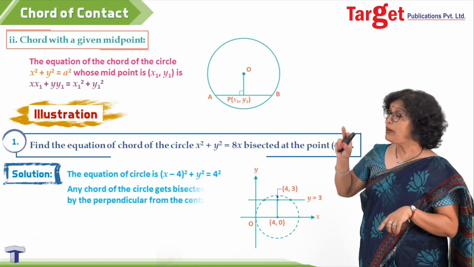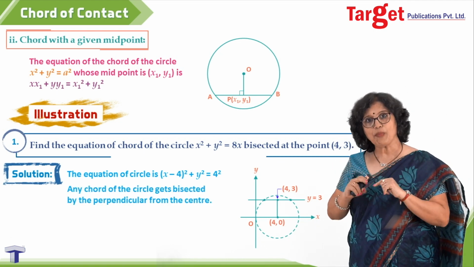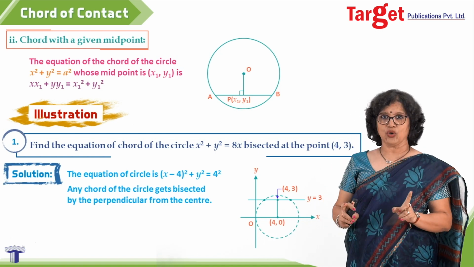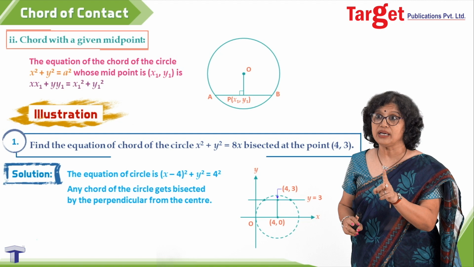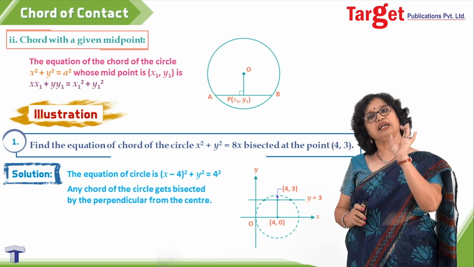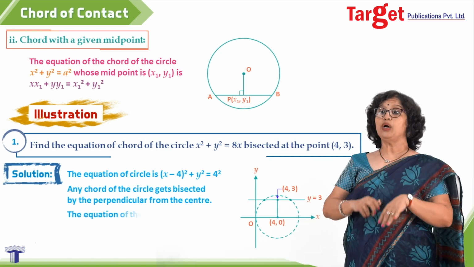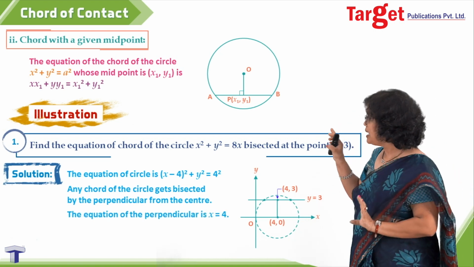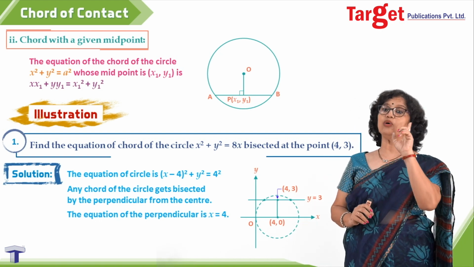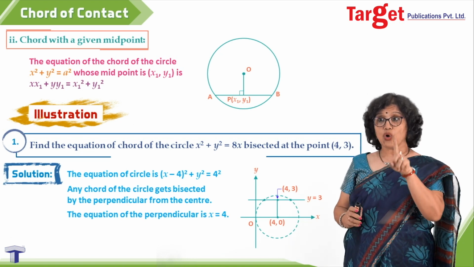Now, please understand that from the center, if you draw perpendicular to the chord, then it would bisect the chord. So foot of the perpendicular, I am expecting to be (4, 3). (4, 3) is foot of the perpendicular. (4, 0) is the center. Now, keeping all that in mind, can't you see that x equal to 4 would be the perpendicular we are looking for, right? We are asked to find equation of the chord.